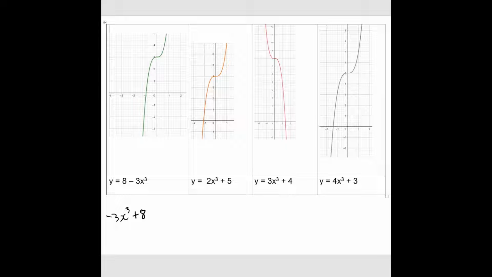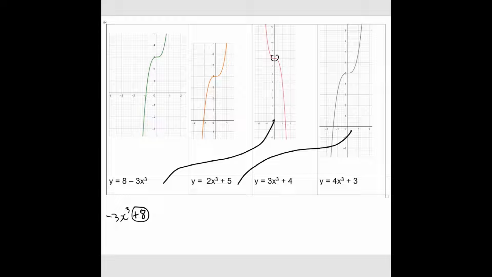The only option there is the third one along, and just to confirm it, there's a plus 8 constant in the equation, and the graph goes through (0, 8). So that makes sense. We can match the first equation with the third graph. The second equation, 2x cubed plus 5, we know that it's going to have a point of inflection at (0, 5), and it's going to be sloping upward, so that must be the last graph.